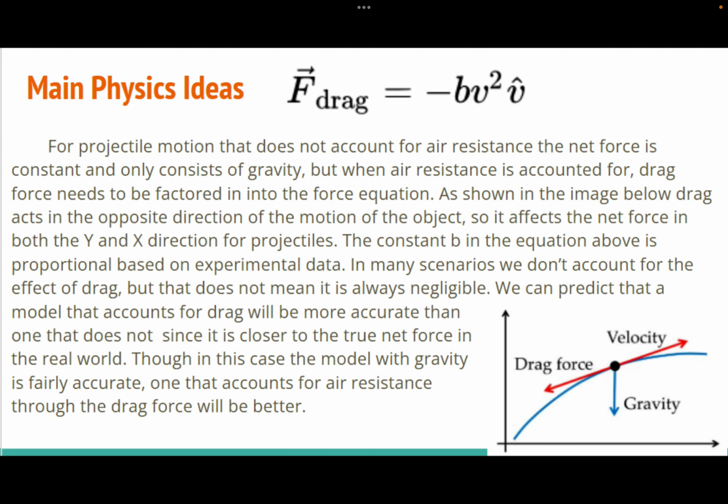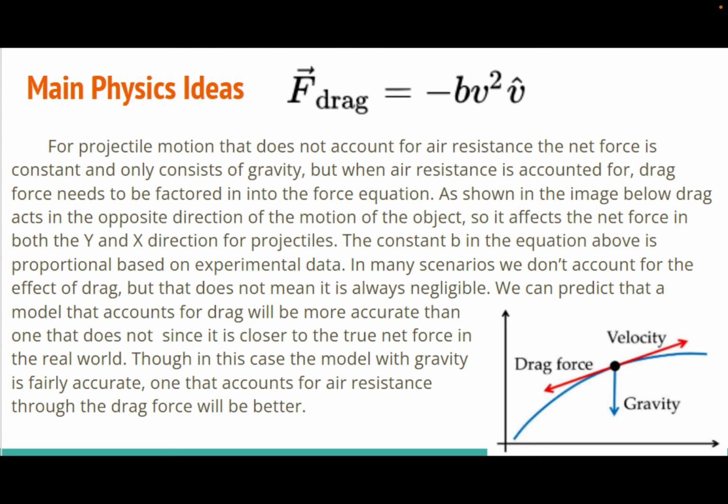For projectile motion that does not account for air resistance, the net force is constant and only consists of gravity, but when air resistance is accounted for, drag force needs to be factored into the force equation. As shown in the image below, drag acts in the opposite direction of the motion of the object, so it affects the net force in both the y and x direction for projectiles. The constant b in the equation above is proportional based on experimental data.